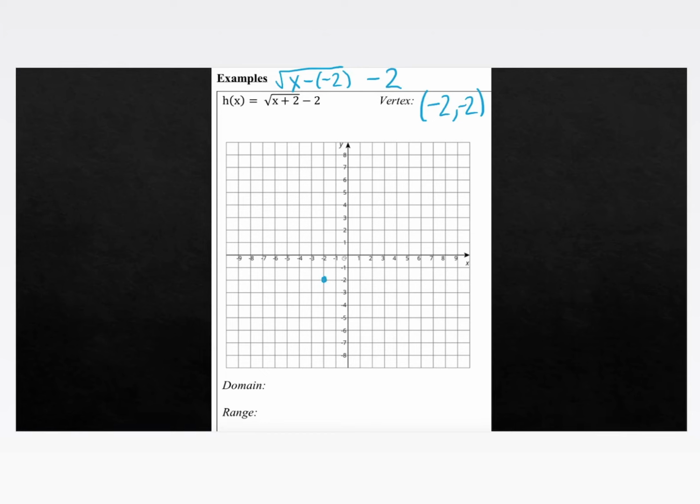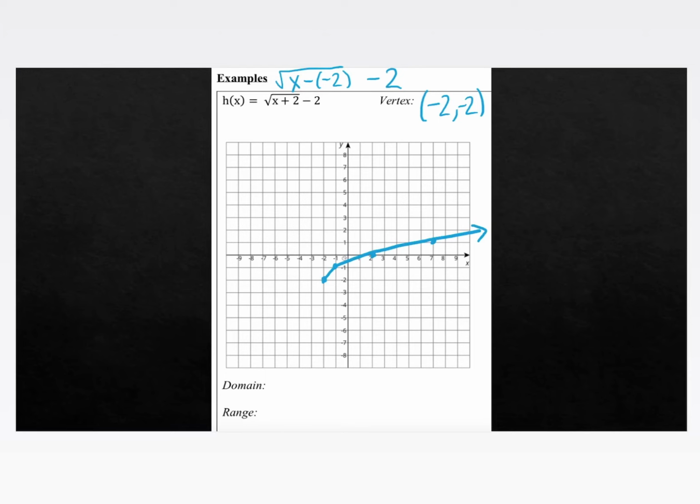Now, because there are no other transformations, we can use our parent function of the square root function in order to graph the rest of this. You can also plug this into a table, but we know that this is the same thing as shifting to the left 2 units as well as down 2 units. And there's our function.